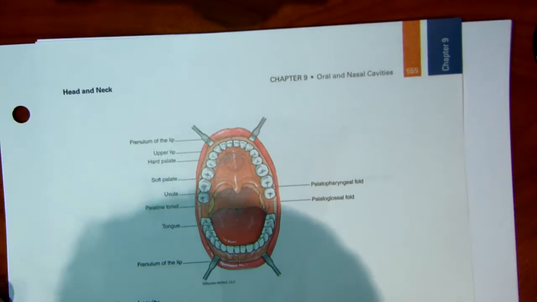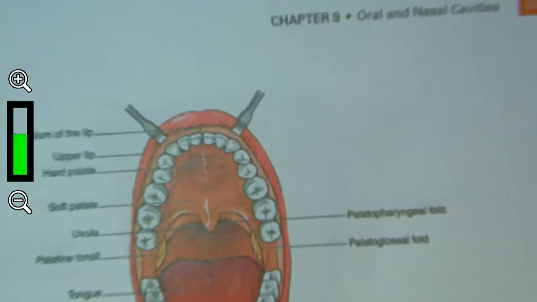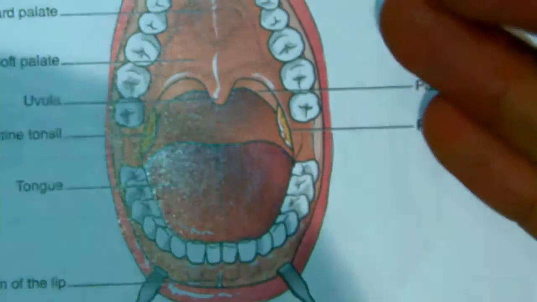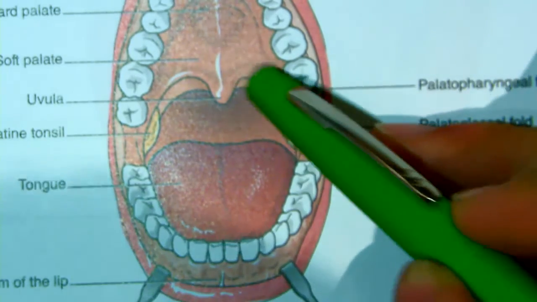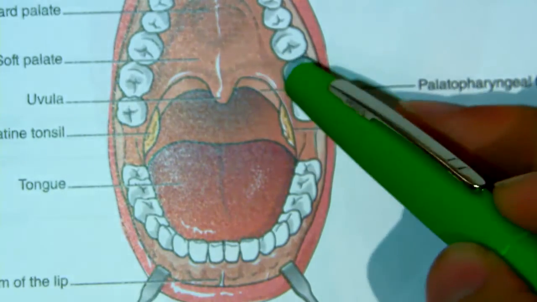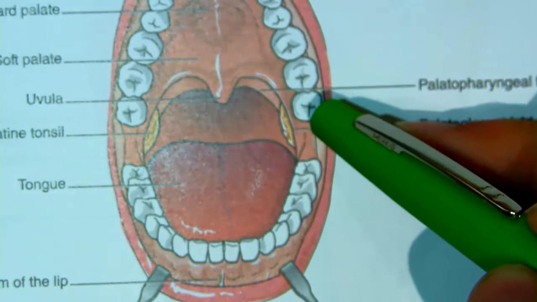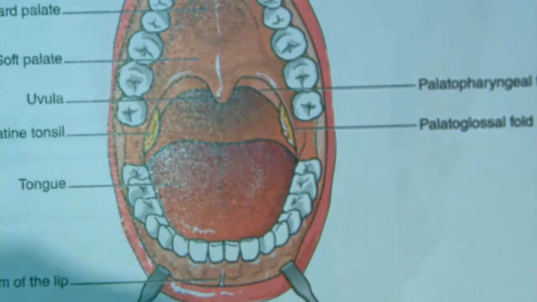All right, so this is one of the pictures you're going to see on your exam in chapter 9. Let's talk a little bit about the structures you see. This first fold that's more anterior, what is the name of that fold? I heard someone say palatoglossal. Do you guys agree? Good. Palatoglossal, it's forward, it's more towards your glossus, which is your tongue.